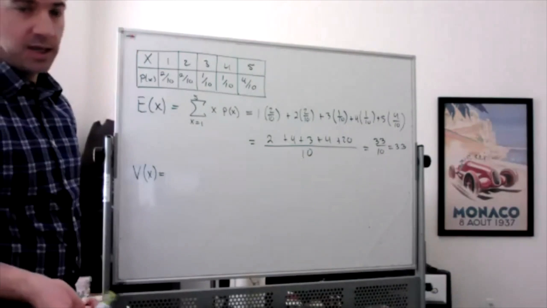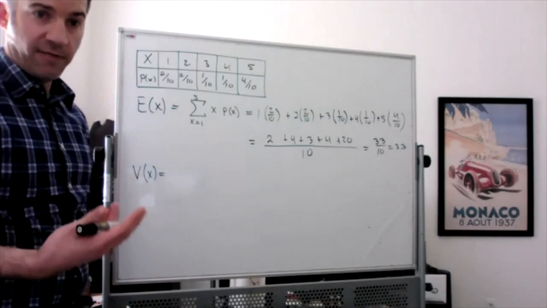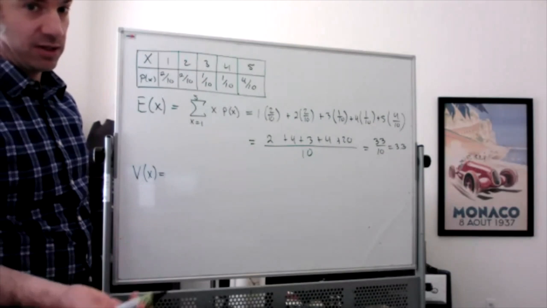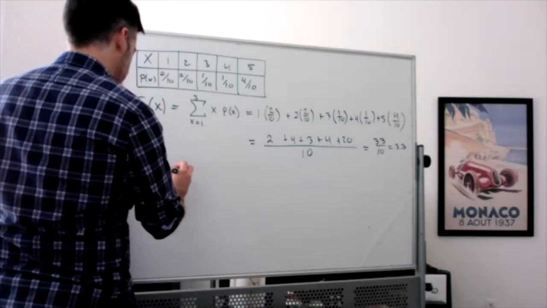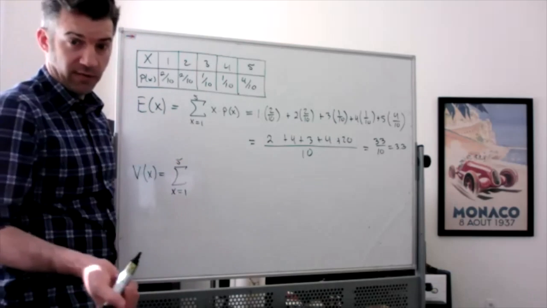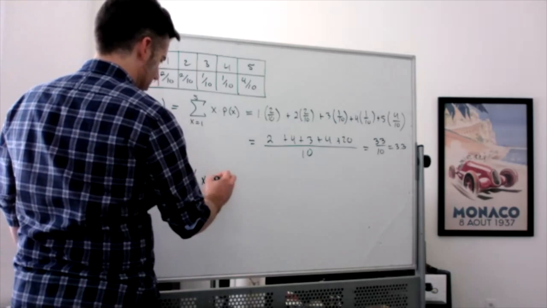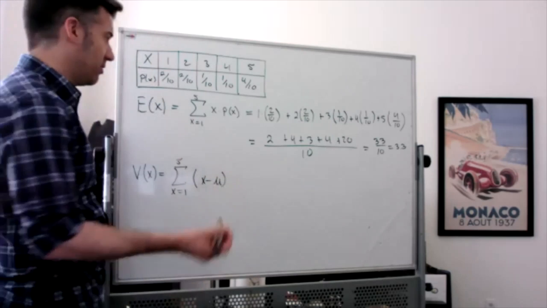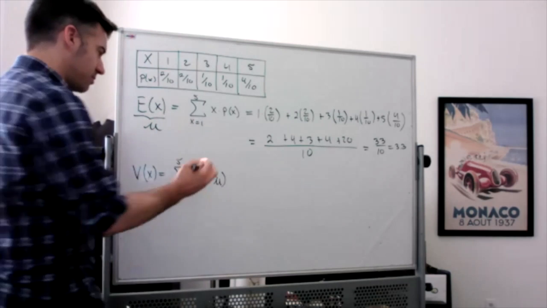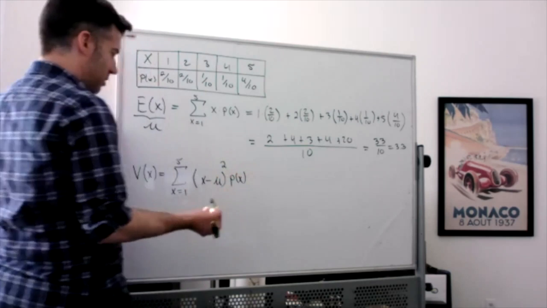So for the variance, you take all of your values again, you see how much they differ from the mean, you square that, and you multiply it by its probability. So the formula for that is the sum over all the x values, here x going from 1 to 5, of x minus the mean, which we can write as mu, or as the expected value, this is just another name for the expected value, squared, times the probability of x.